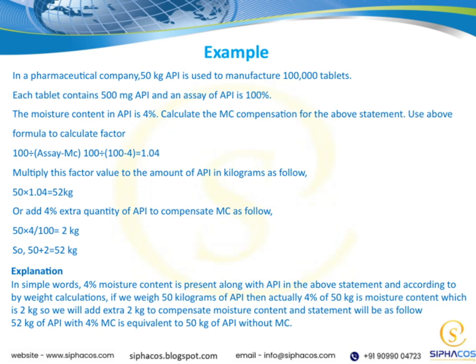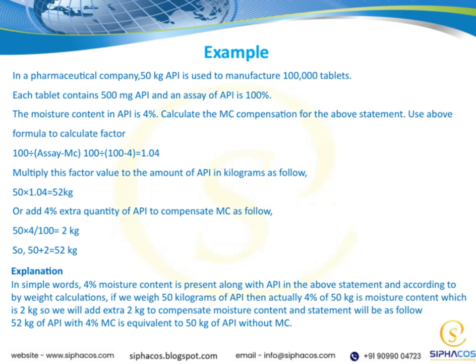Suppose a pharmaceutical company uses 50 kg of API to produce 100,000 tablets. Each tablet contains 500 mg of API, and the API assay is 100%. The question is, how much moisture content compensation do we need here? To find out, we use the formula 100 divided by assay minus MC, so 100 divided by 100 minus 4, which equals 1.04. Then we multiply this factor, 1.04, by the amount of API in kilograms. So 50 kg times 1.04 equals 52 kg.